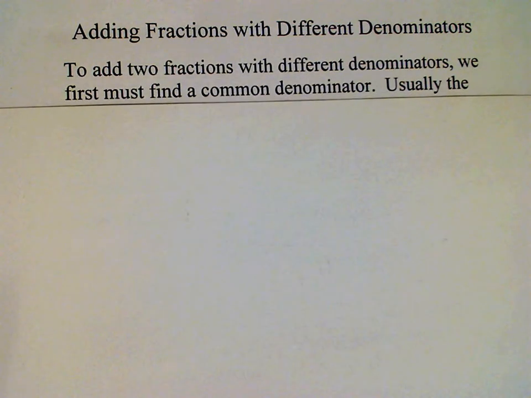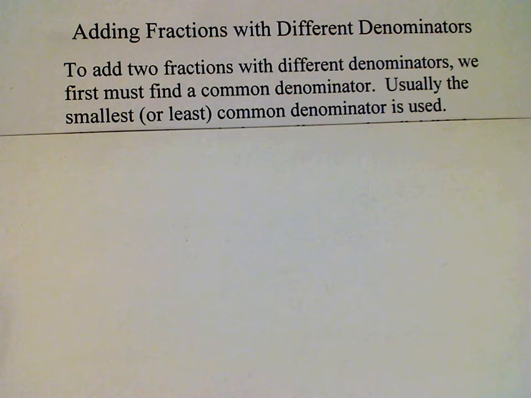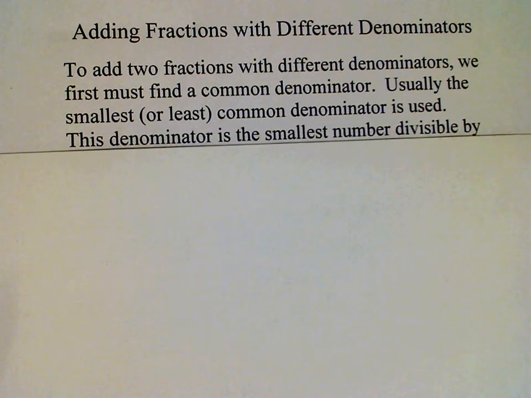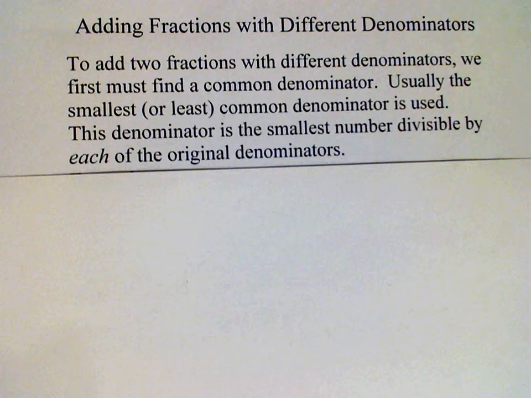Now, you remember that to add two fractions, we must have the same denominator in each of those fractions. Well, what if the fractions that we want to add do not have the same denominator? Well, in that case, the first step must be to find a common denominator. And usually the denominator that we want is the smallest one possible. And this smallest or least common denominator is the smallest number which is divisible by each of the original denominators.